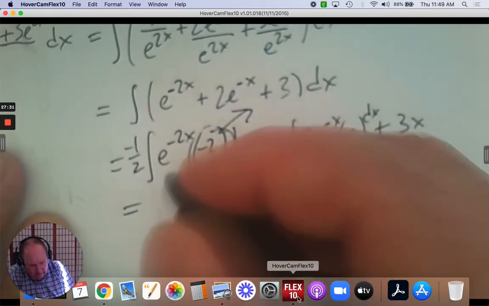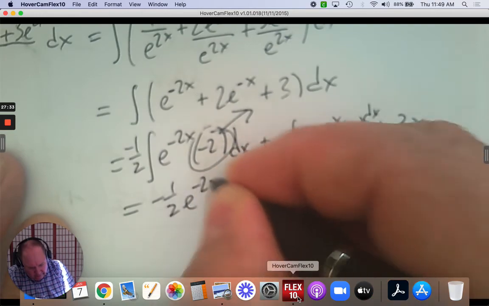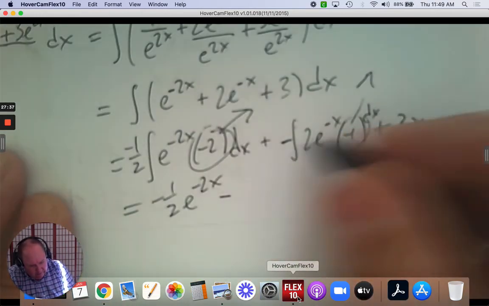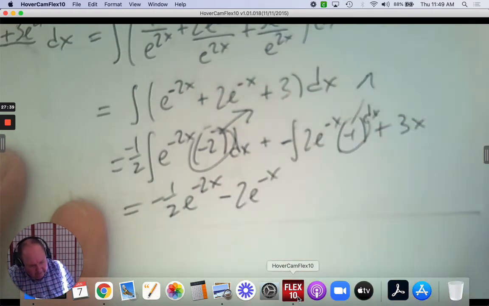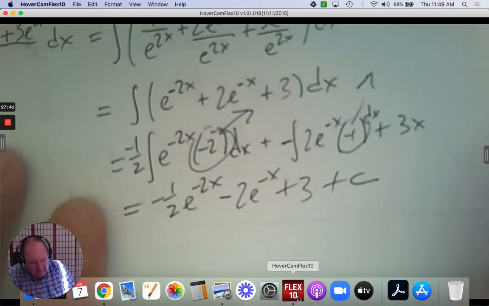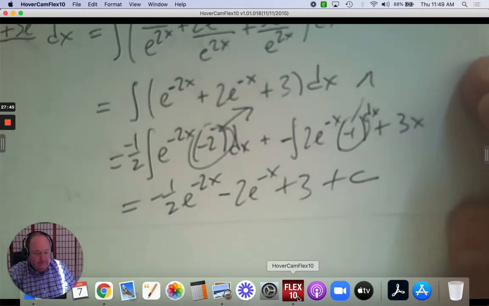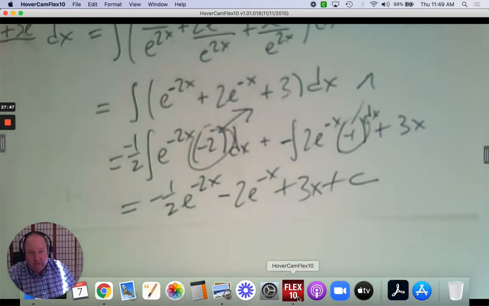So the negative 2 unhooks, and the rule is just copy it. The negative 1 unhooks, and the answer is subtract 2e to the negative x, and then 3x, and then don't forget the candy. Oops, this is 3x, and don't forget the candy. 22.